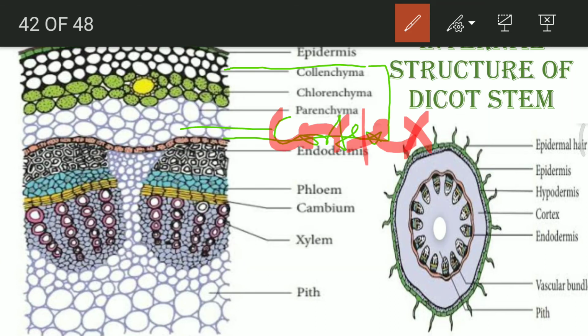So in this way, we see that the second layer, that is the cortex, is differentiated into cortex and hypodermis. So the hypodermis is at first, then the inside layer is the cortex, which is again parenchymatous in nature with a large amount of intercellular spaces within itself.